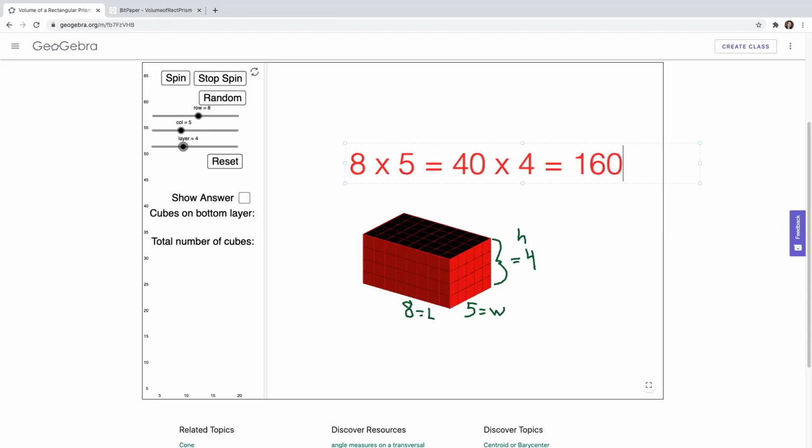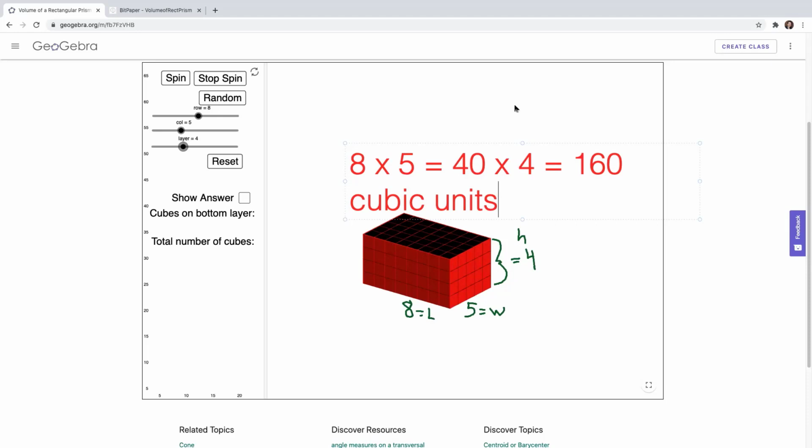So the volume of this rectangular prism is 160, and it's going to be cubic because I have 3 dimensions, and cubic means 3, cubic units. I didn't assign this inches or centimeters or any sort of unit, so I'll just call it cubic units.